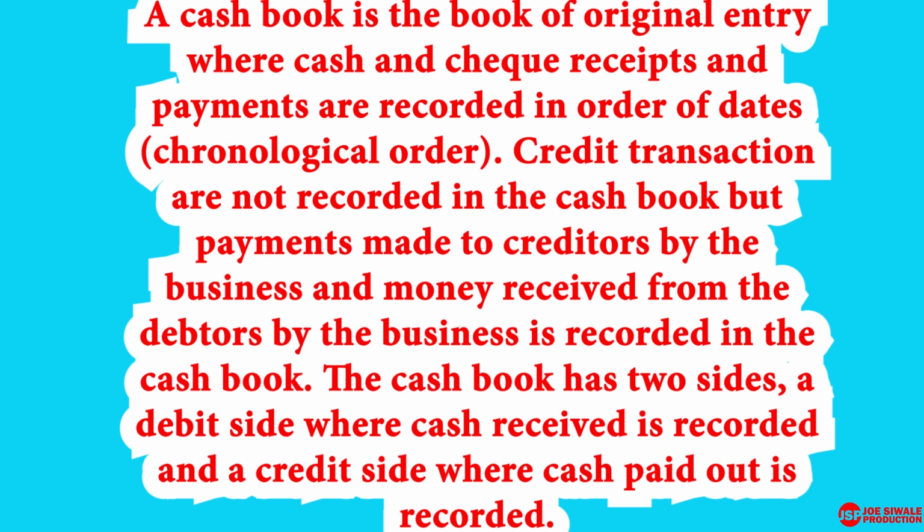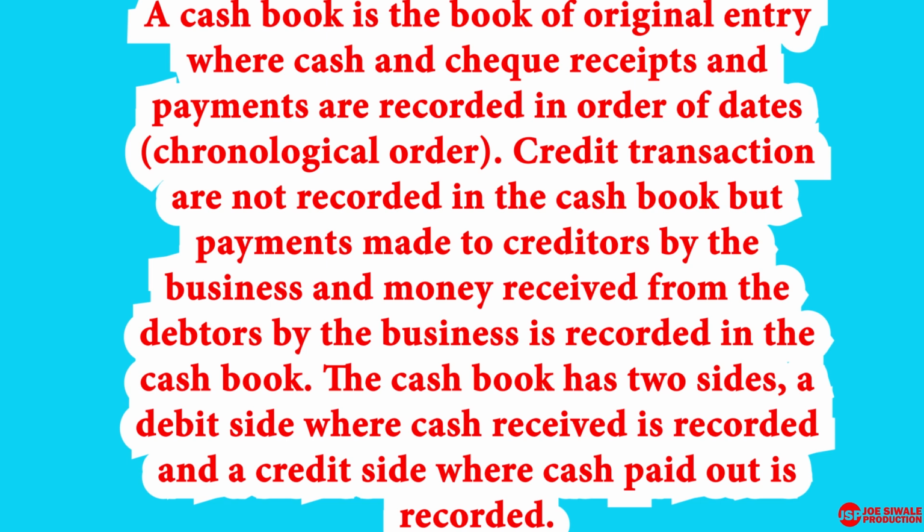And that means that these are recorded in chronological order. Credit transactions are not recorded in the cash book, but payments made to creditors by the business and money received from the debtors by the business is recorded in the cash book.